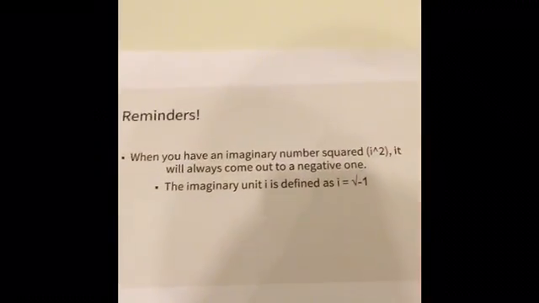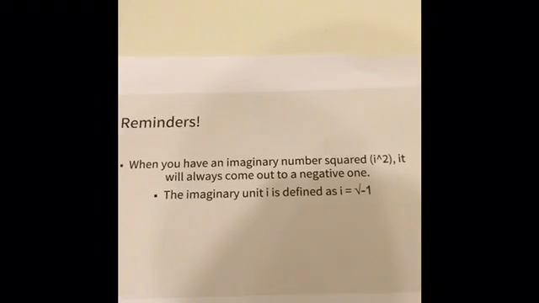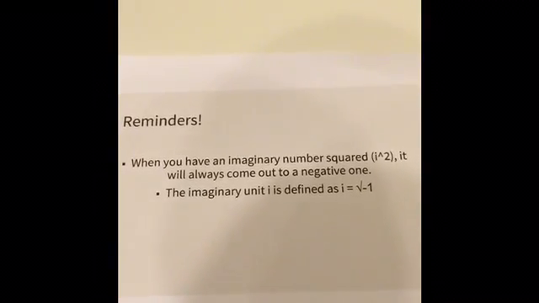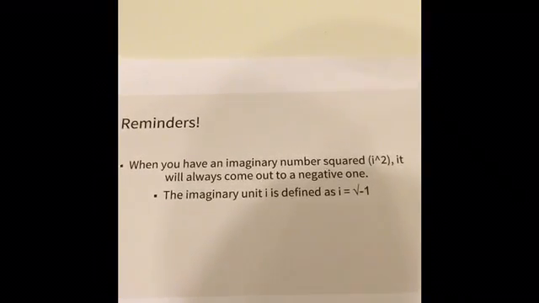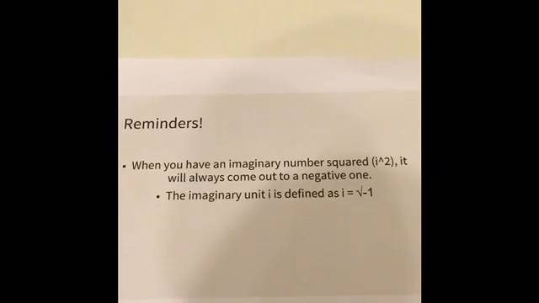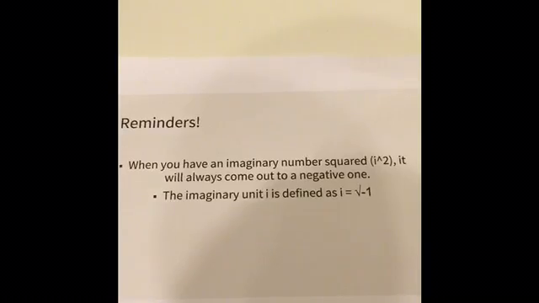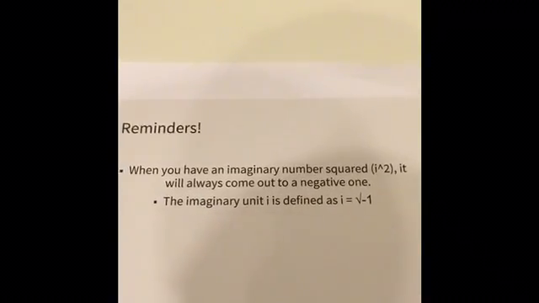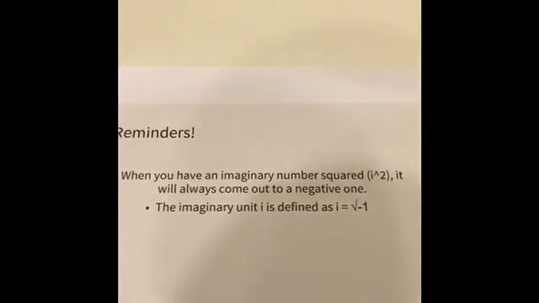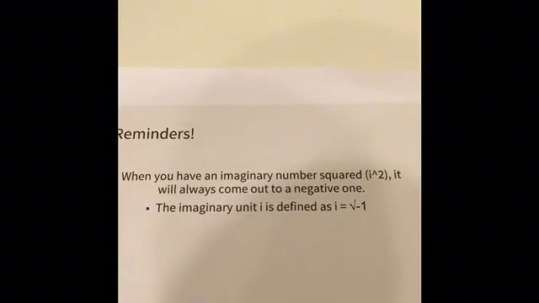Some last minute reminders. When you have an imaginary number squared, it will always come out to -1. Also, the imaginary unit i is defined as i equals the square root of -1. If the power of i is greater than 2, use the imaginary number chart to help you out.